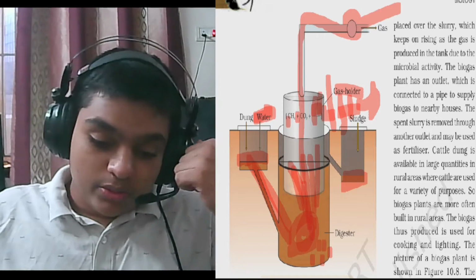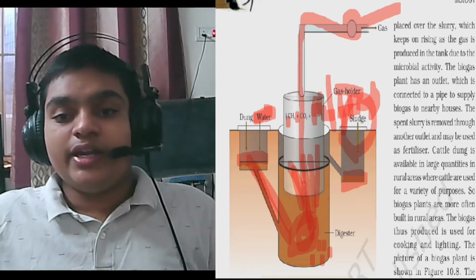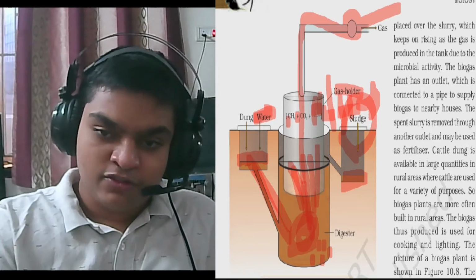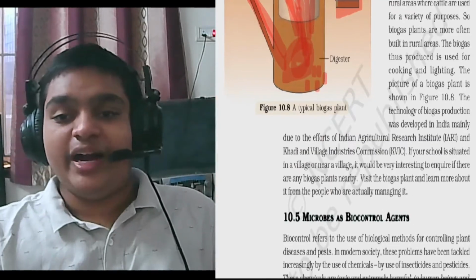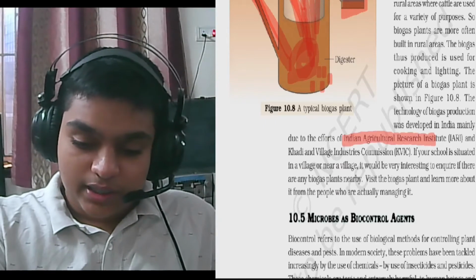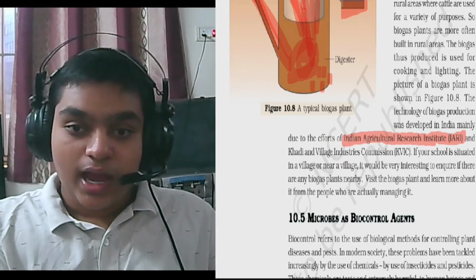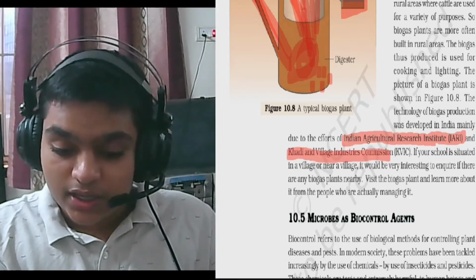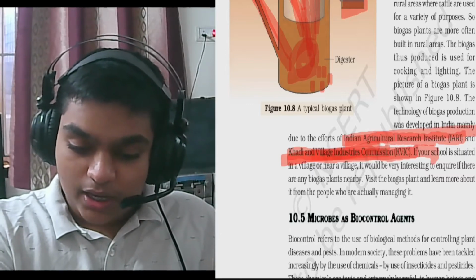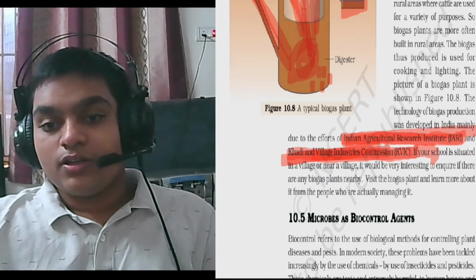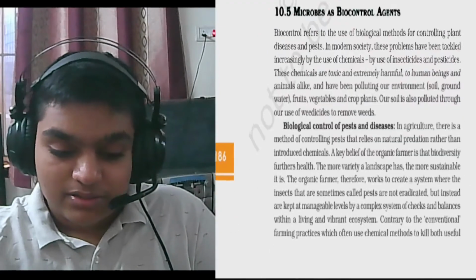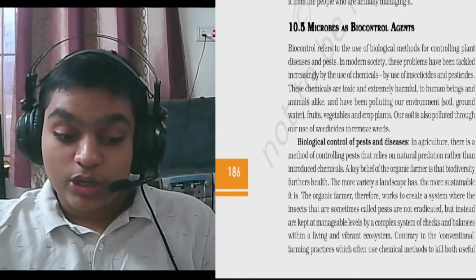Now the homes. This sludge which is produced here is used as fertilizer, and this gas is used for lighting and as a fuel. And this was developed in India by the Indian Agricultural Research Institute, IARI, and the Khadi and Village Industries Commission, KVIC. IARI and KVIC have combined and done this experiment. Now, microbes in biocontrol agents.